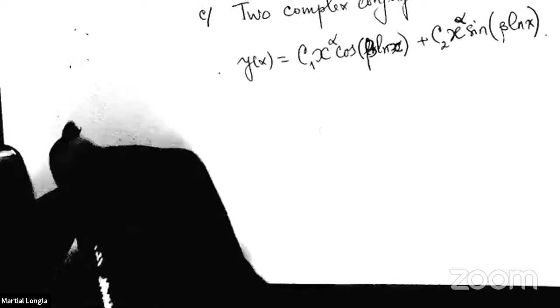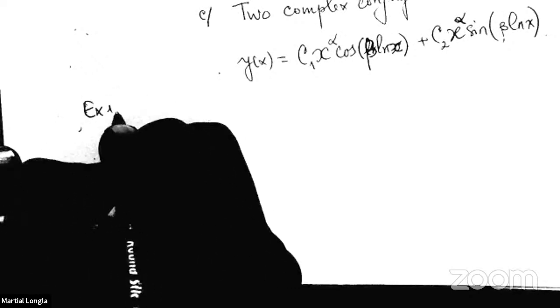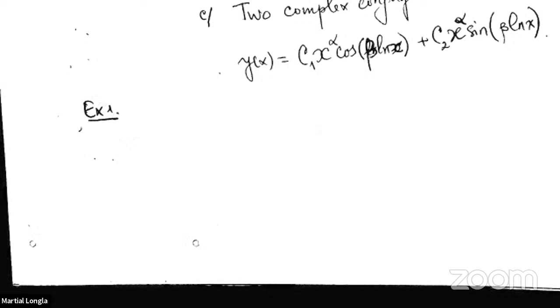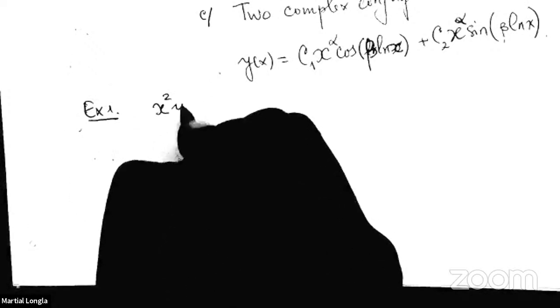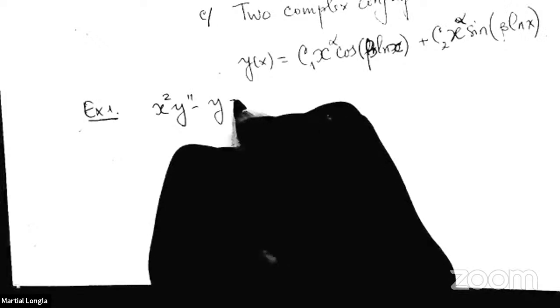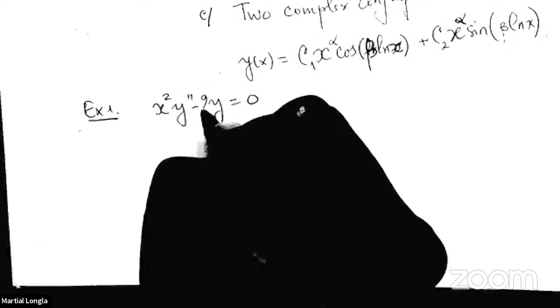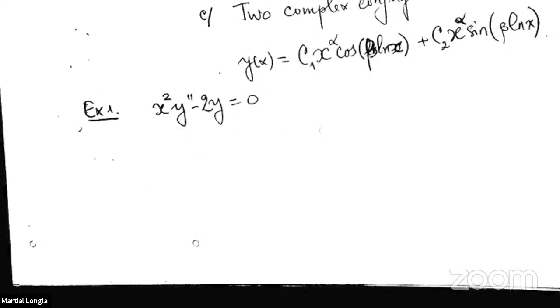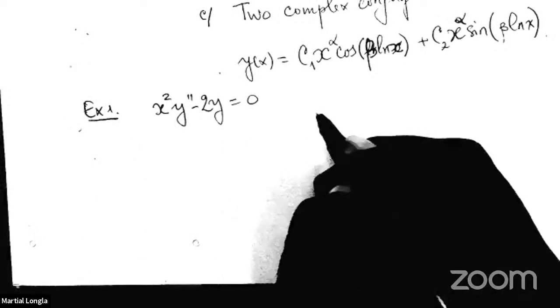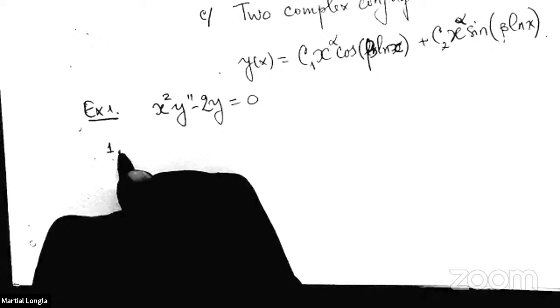Example 1. Let's say we have the problem x squared y double prime minus 2y equals 0. So in this problem, you would say, first step, write down the Euler equation.